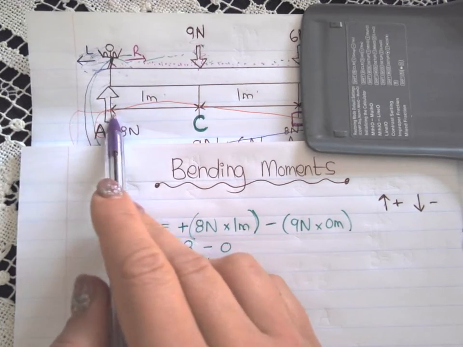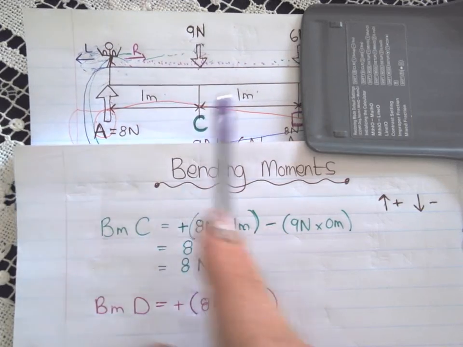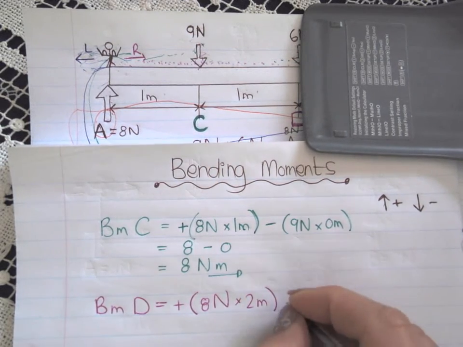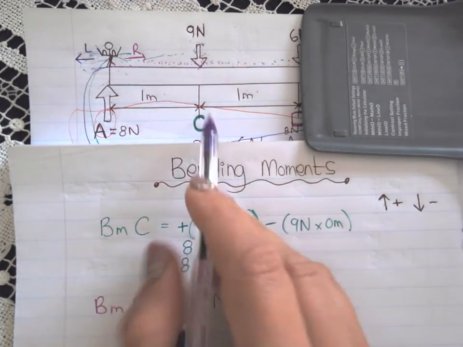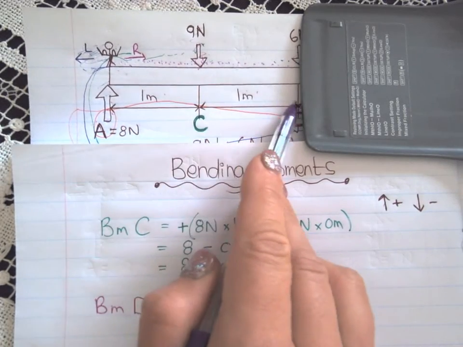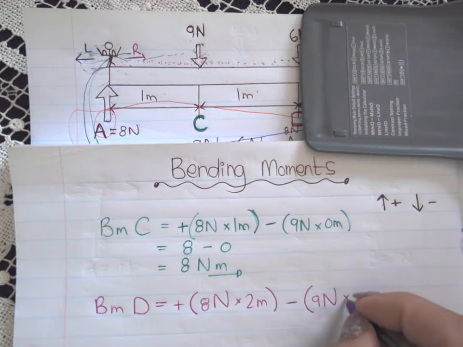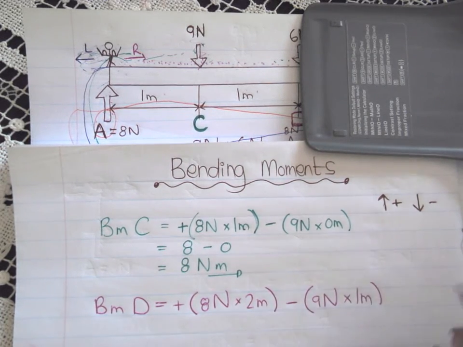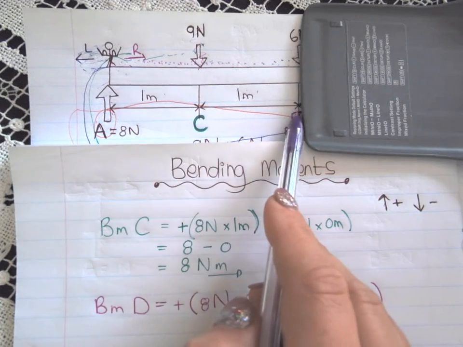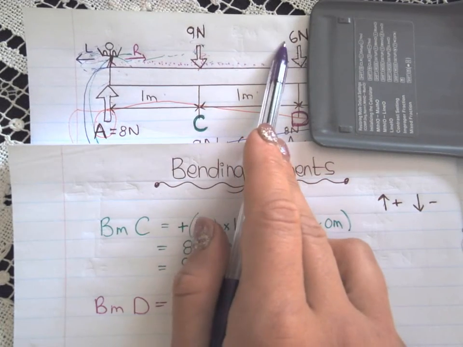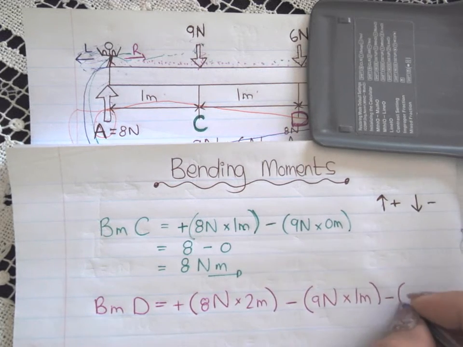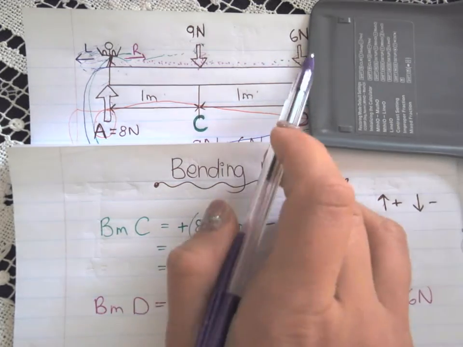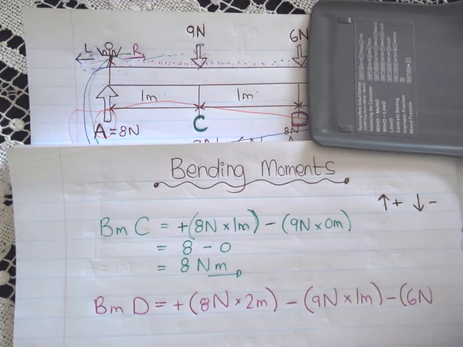Okay, so we're done with this one. The next one is going down, and because it's going down, it's going to be negative. So minus 9 newtons. And how far is the 9 from D? Just 1 meter. So times 1 meter. Okay, so we're done with this one. And then the last one is on top of D, so it's the 6 newtons. It's also going down, so it's also going to be negative, minus 6 newtons. And how far is it from D? It's on top of it, so it's 0 meters.